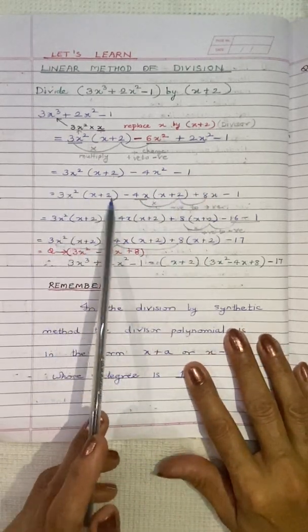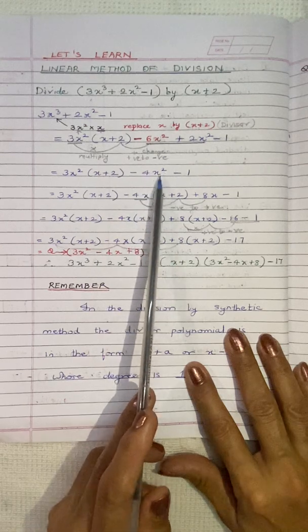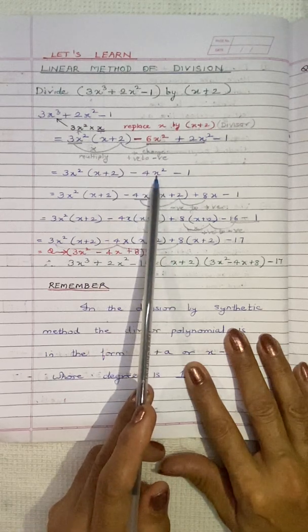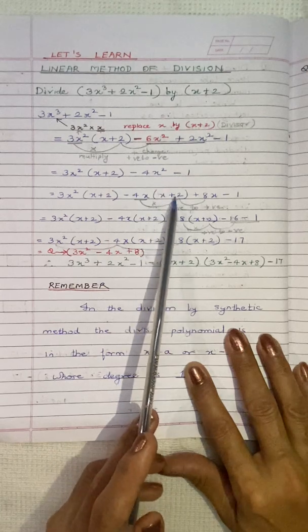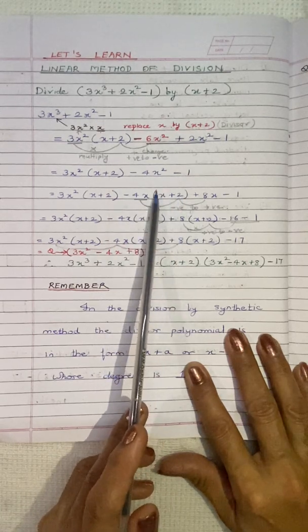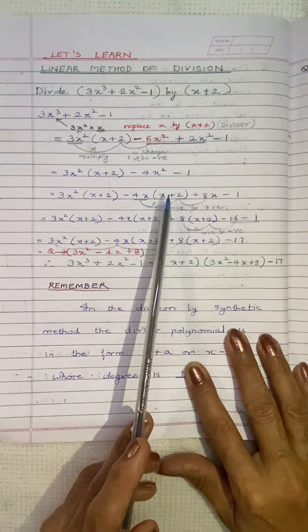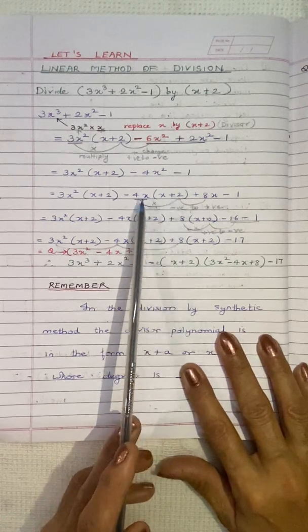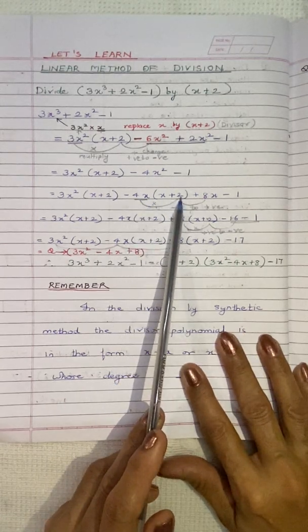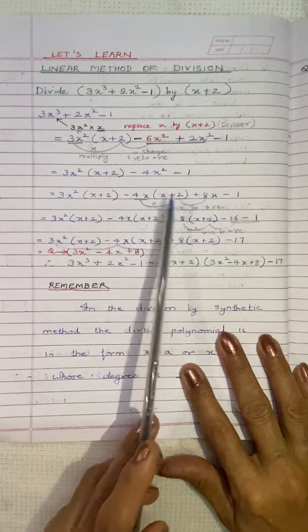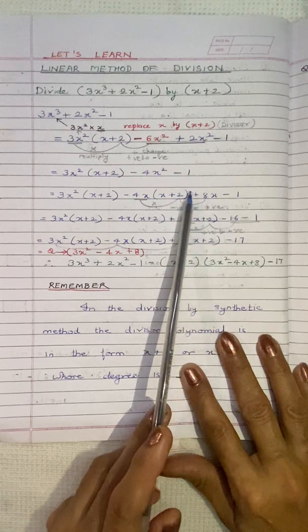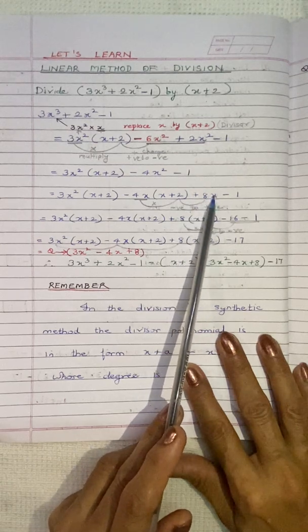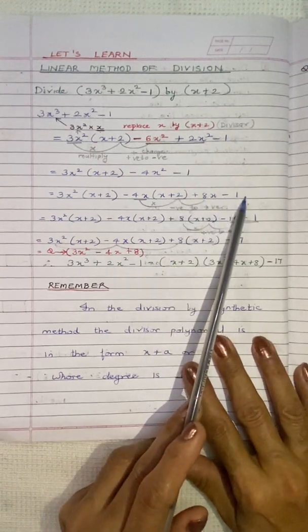This we will copy as it is, and negative 4x square again we will split as 4x into x. So again we will replace that x by x plus 2. So 4x into x, this we will replace by x plus 2. The same way we have to do 4x multiplied by 2, that is negative 8, but we will take the opposite. Negative 8 will change to positive, that is positive 8, and minus 1 as it is.